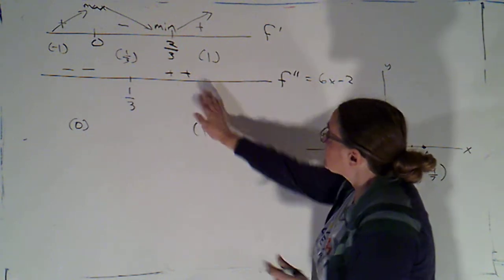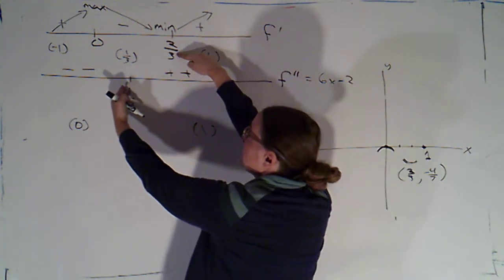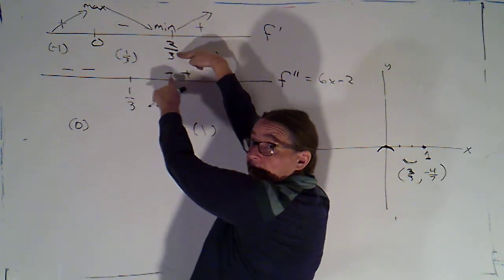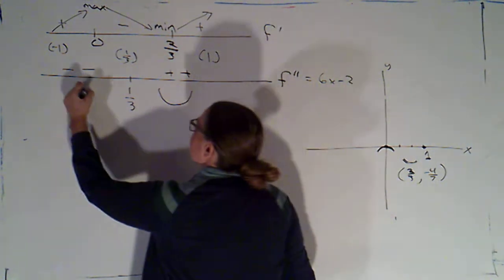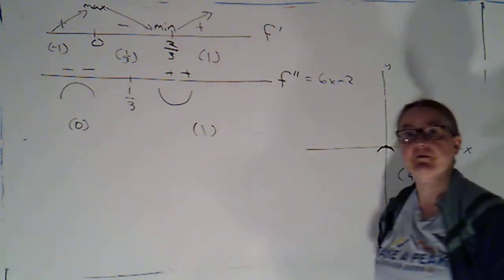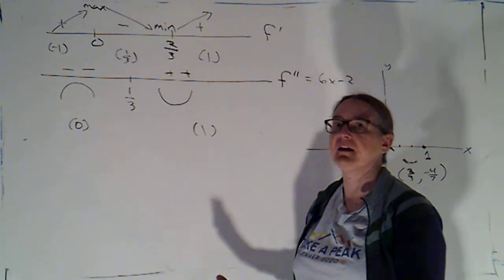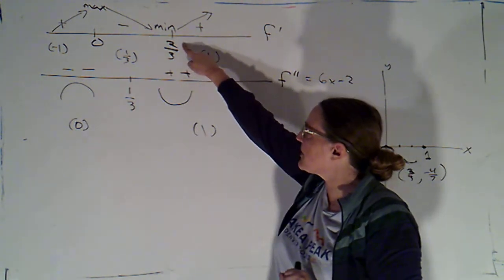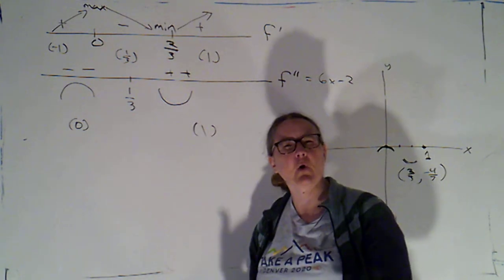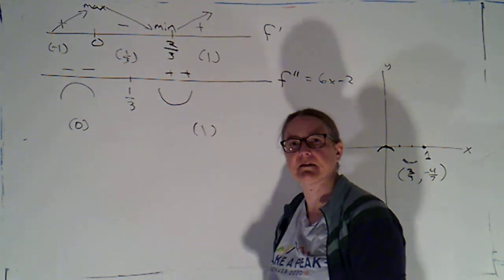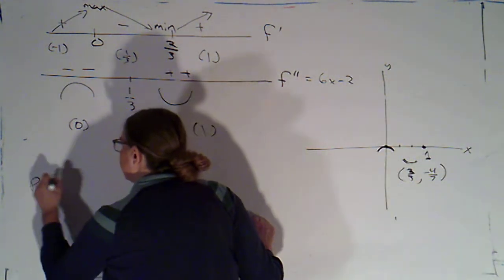But you'll notice this interval here to the right of 1/3 includes the location of my min. So I'm really glad that we got that this was concave up, because concave up shapes do have a min. So if I line things up, there's a built-in check. If I had somehow gotten that this was a max and then I got concave down, I'd know I had done something wrong, so I'd want to go back and find that. Okay. All right, so that tells me that I have a point of inflection.